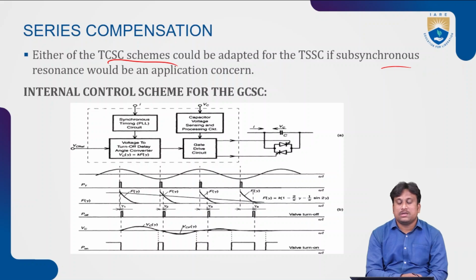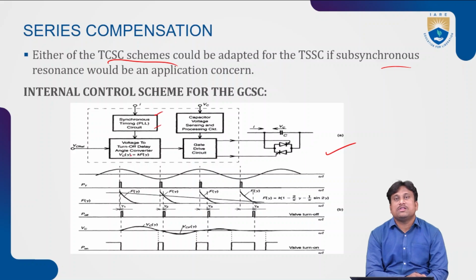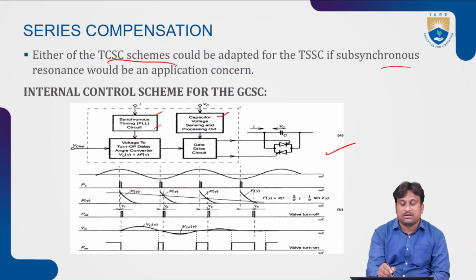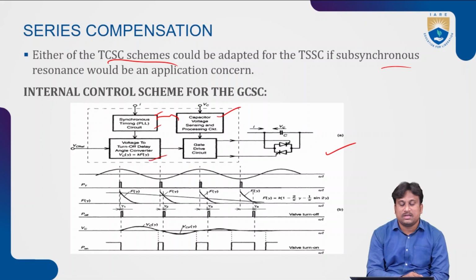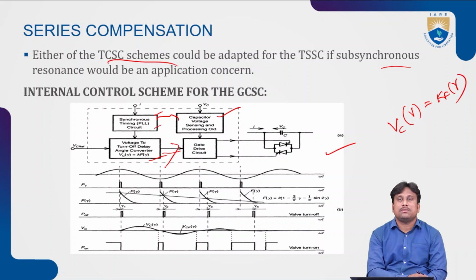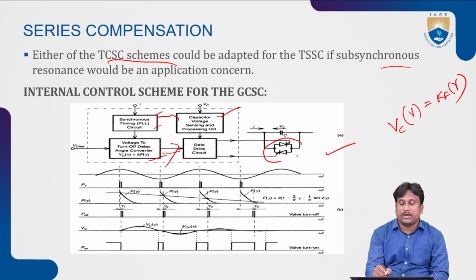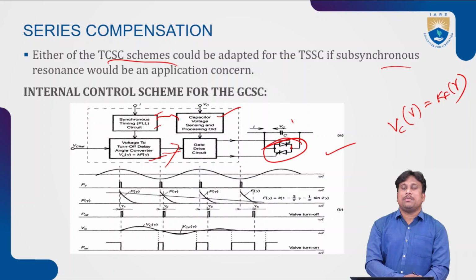So the internal control scheme for the GCSC is shown here. This is the synchronous timing circuit with the PLL arrangement, and a capacitor voltage sensing and processing circuit. These two are coupled together with the voltage to turn-off delay angle compensator with the converter. This is done with the delay angle gamma as K into F of gamma, which is connected to the gate drive control. This arrangement is connected across the parallel circuit with the anti-parallel connection of the thyristor combination.